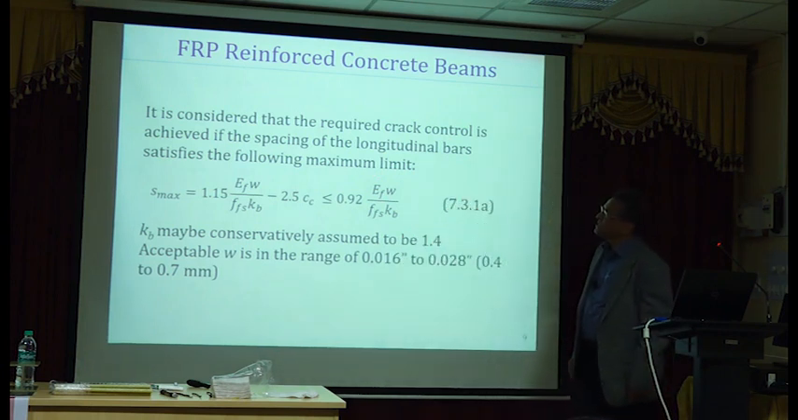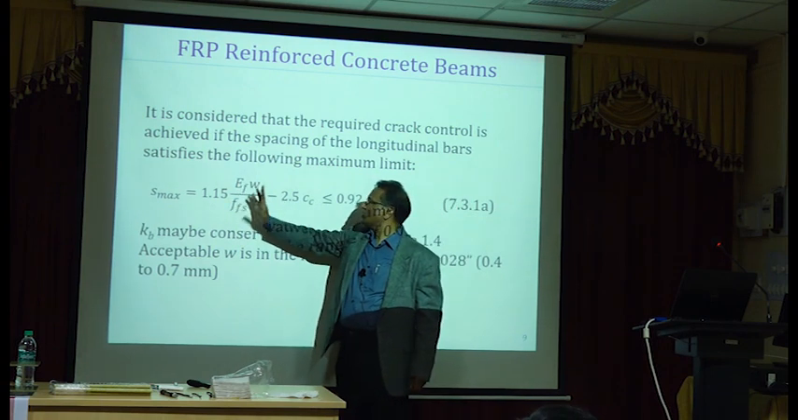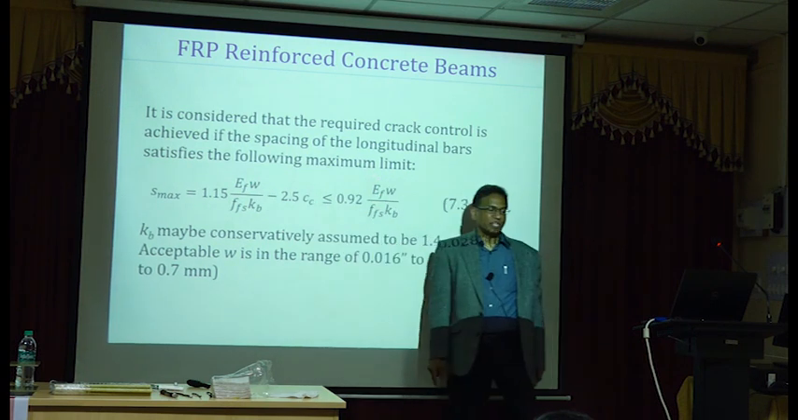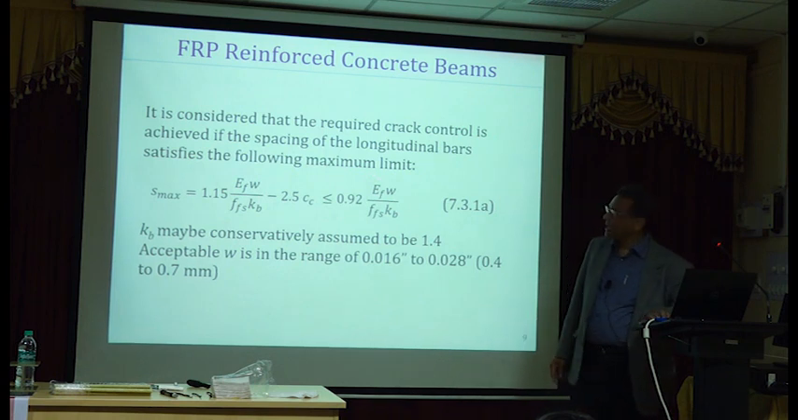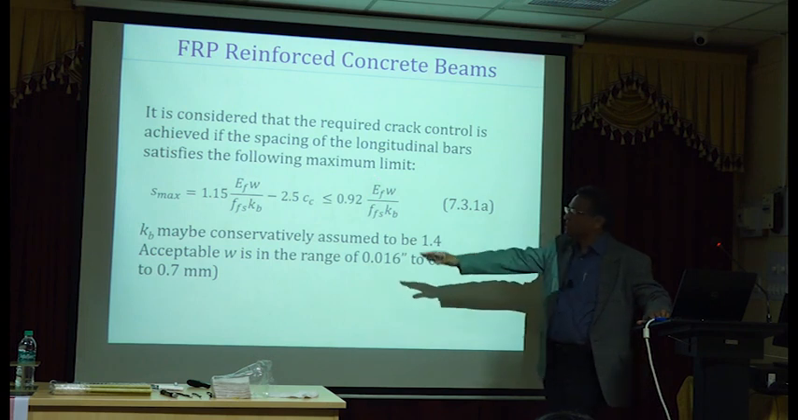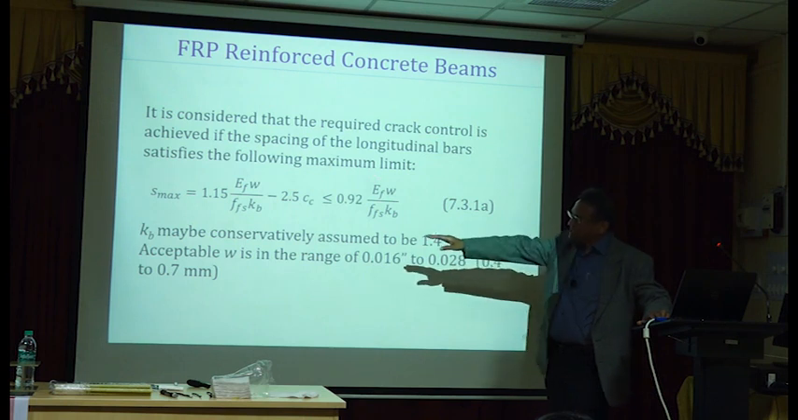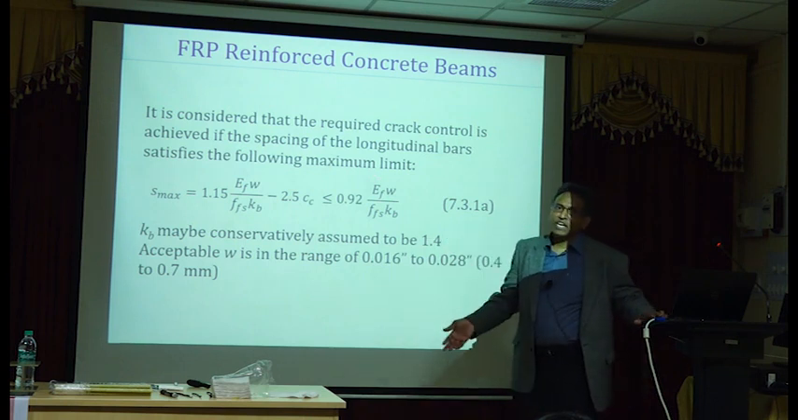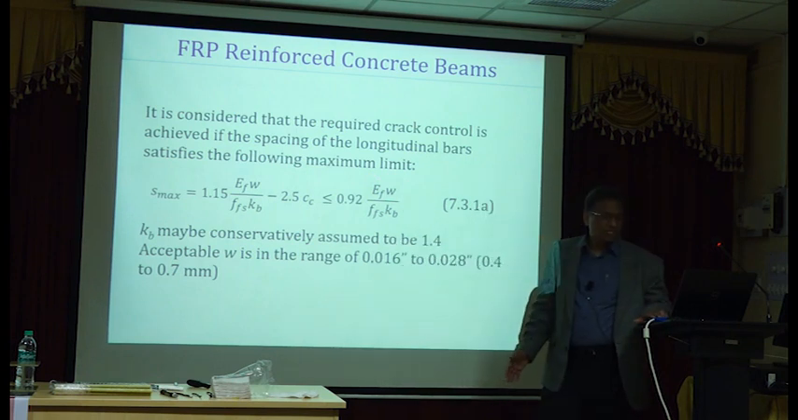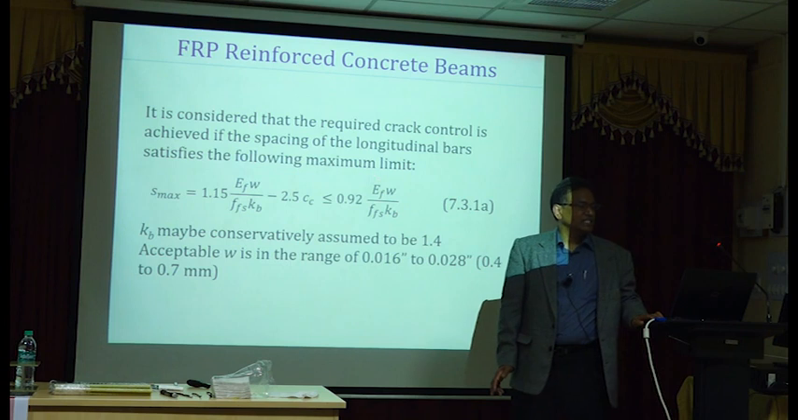And then your units are consistent. This is a ratio of similar quantities, no problem. Whatever is your unit of w and c_c will be the unit of S max. And acceptable w is in the range of 0.016 inch, which is 0.4 millimeter, to 0.7 millimeter. So if it is an exposed condition, use 0.4 millimeter. If it is not exposed, a protected condition, use 0.7 millimeter. Of course, you can use your own judgment to use a different value, which is allowed in ACI 440.1.